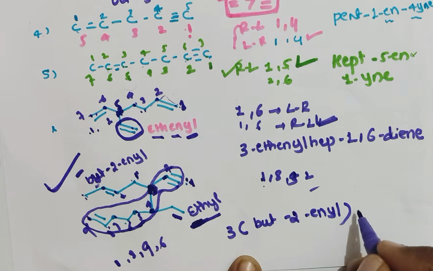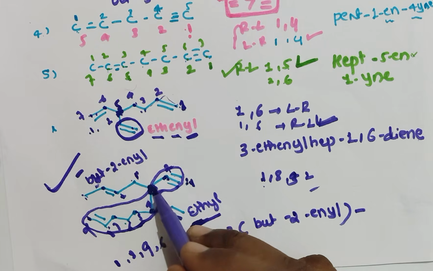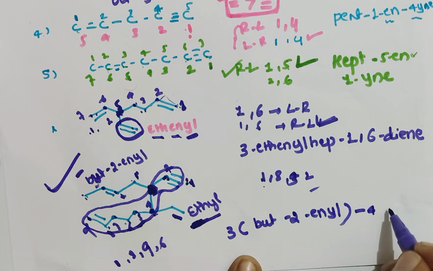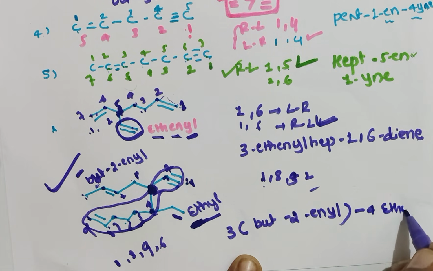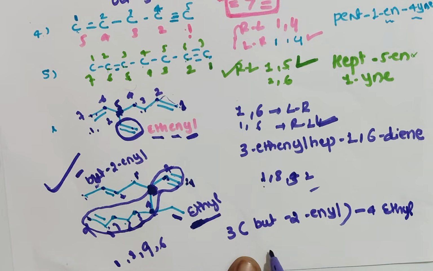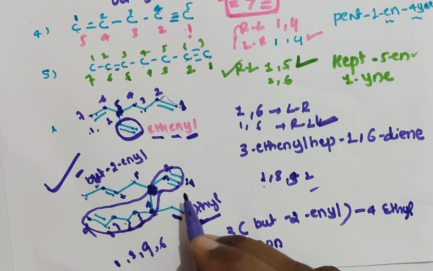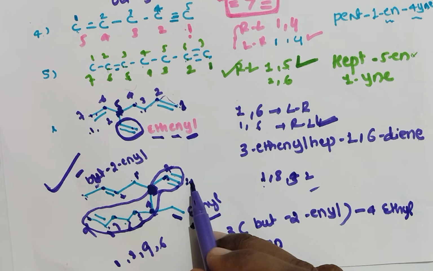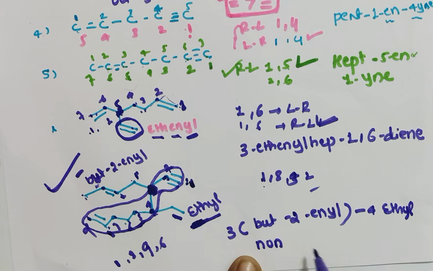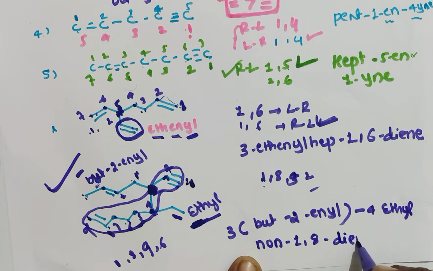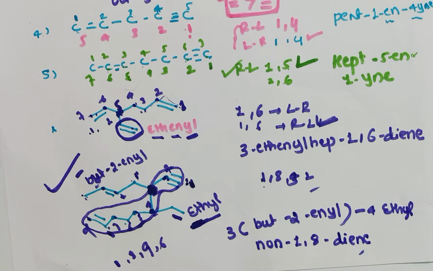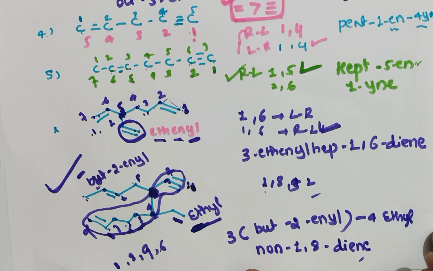After that, what happens? 4-ethyl. The word root is non. Between 4 and 8 a double bond is there, so 1,8, between 1 and 8, 1,8-diene. This is the nomenclature of the given compound. Is this clear to everyone?